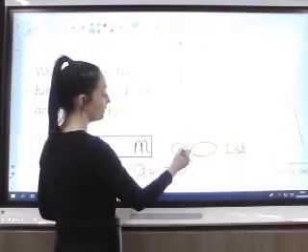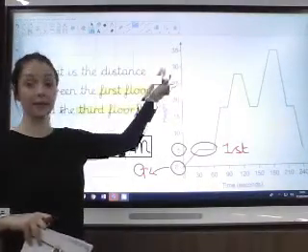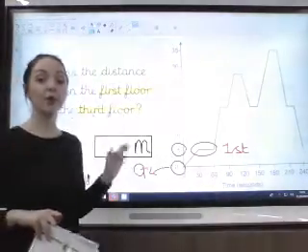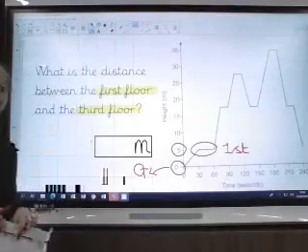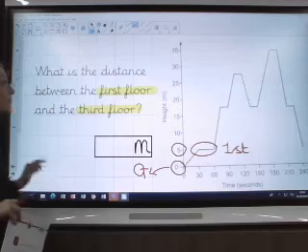So work out what this is in meters. So this is 5 meters. Go up and work out what the third floor is in meters, and then work out your difference. If you work out the difference, that will tell you the distance between the 2 floors. Okay.